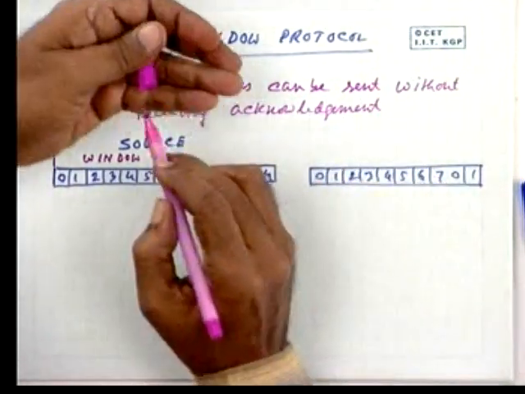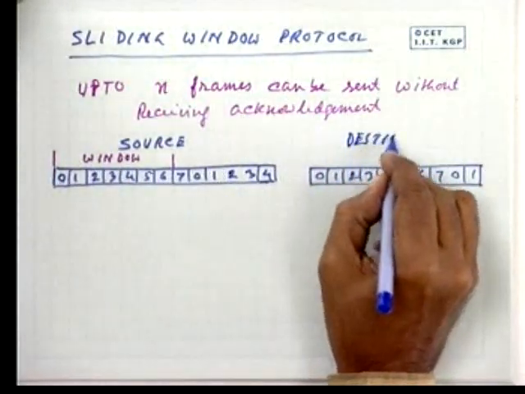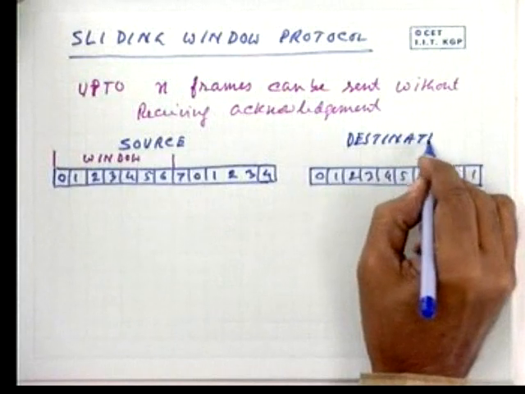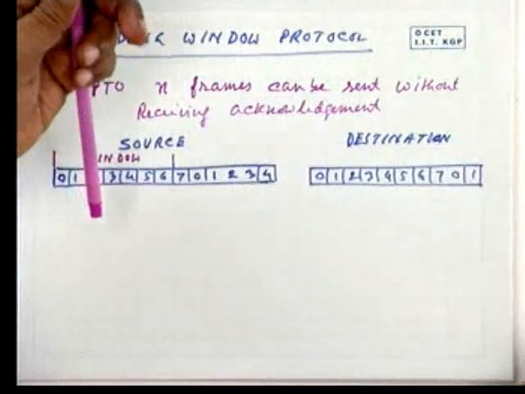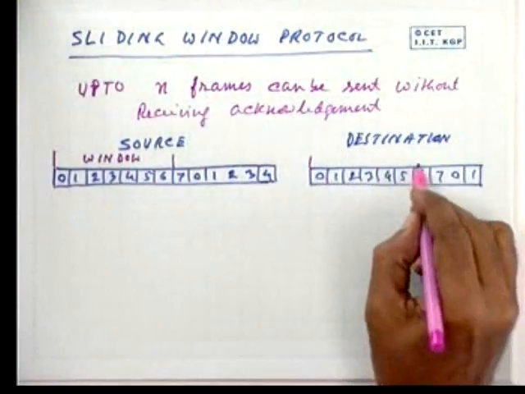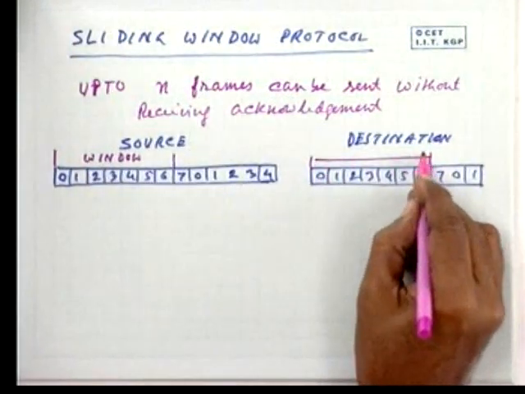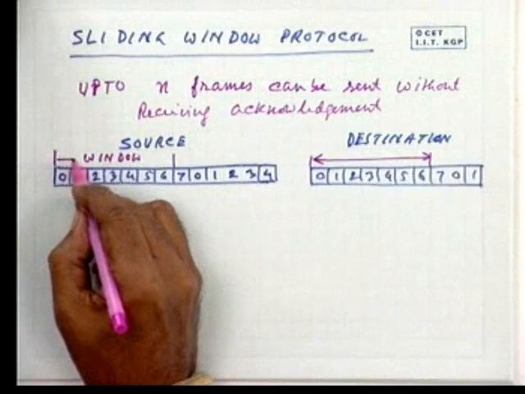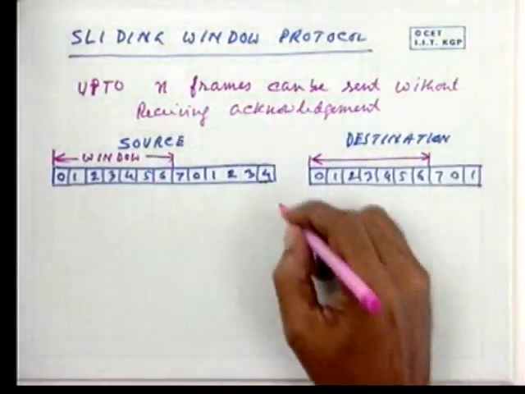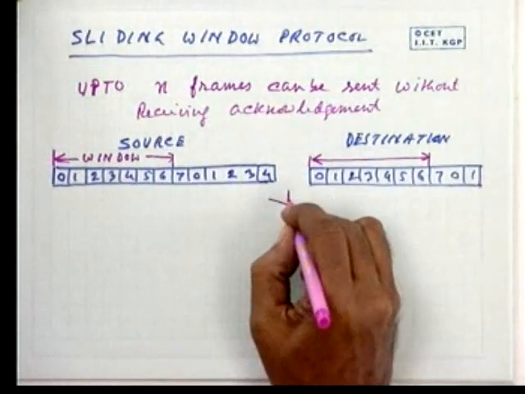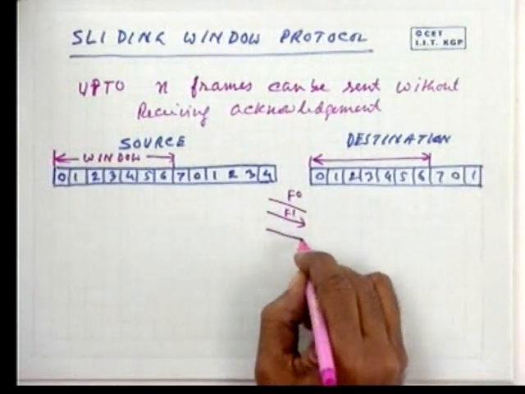On the other hand, the destination has n buffers. In this case, n is equal to 7, which can receive up to 6. So this is the window size in the receiver. Now window size is the same in transmitter as well as receiver. Now it sends frame F0, then frame F1, then F2.